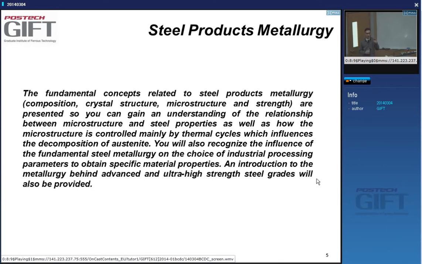So we'll be talking about the fundamentals for the first classes. We'll talk about things like compositions of steel, crystal structure, microstructure, and strength, from a very general point of view. This will allow us to set the stage for the relationship between properties and microstructures, and also how the microstructure is generated in mainly thermal cycles, which involve mainly what we call the decomposition of austenite.